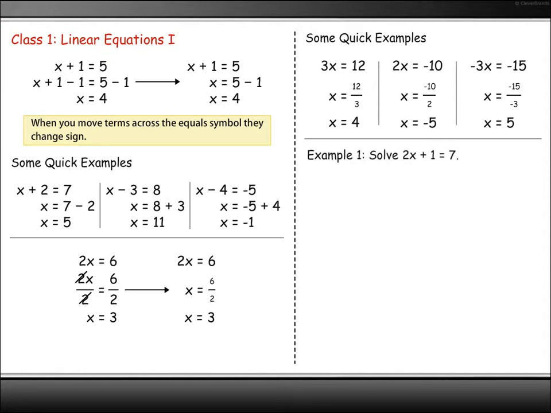Example 1. Solve 2x plus 1 equals 7. Get the 2x on its own by moving across the plus 1, where it changes to minus 1. Therefore, 2x equals 6. Now get the x on its own by dividing both sides by 2. Therefore, the solution is x is equal to 3.